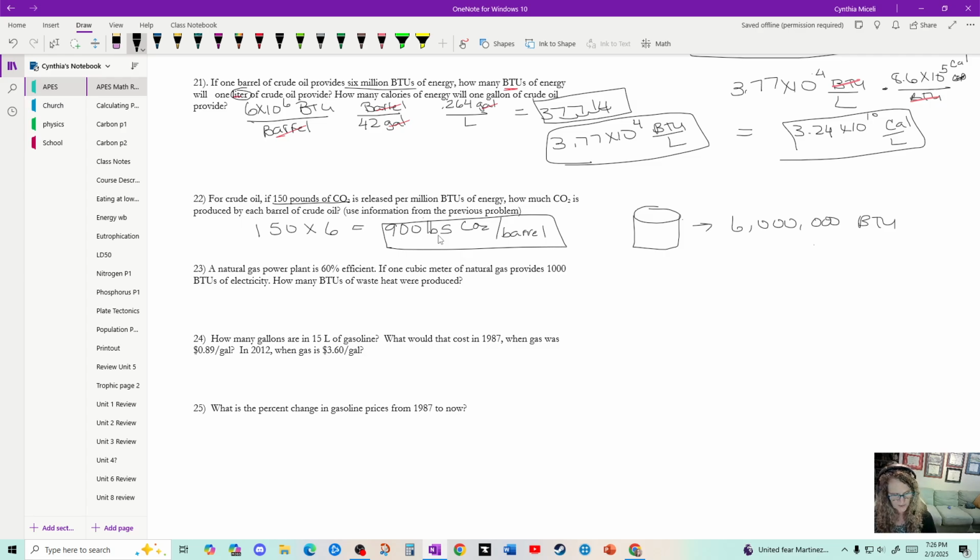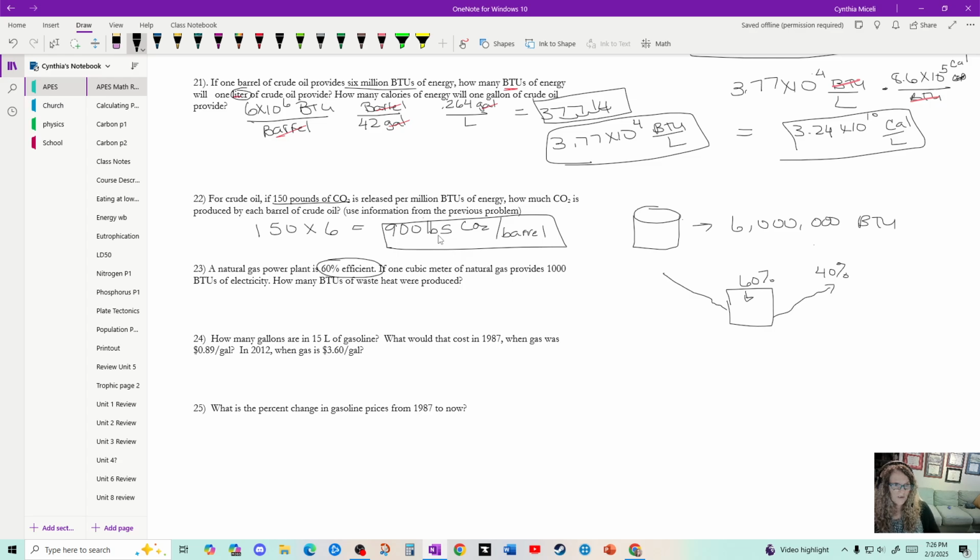23. A natural gas power plant is 60% efficient. That means for all the energy it's taking in, only 60% of it is converted to actual energy, which means 40% is waste heat. So you have this energy coming in to power something. 60% of it is going to actually make energy, but that also means 40% of it is going to go out into the atmosphere as waste heat.